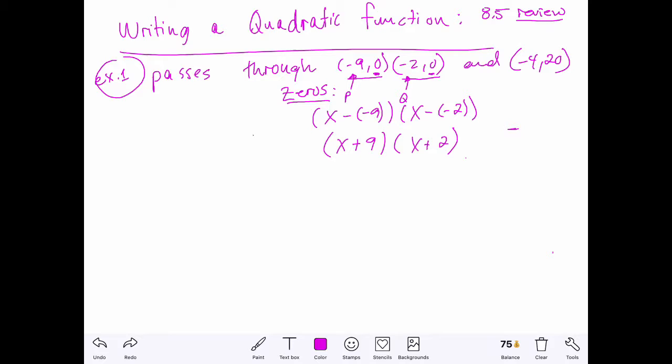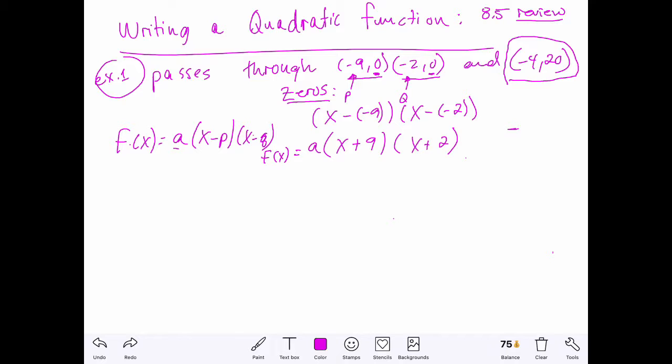Okay, so I essentially have now a function in intercept form, x minus p, x minus q. But I have to account for this a out front. And that's where this other value comes in. Now, if they don't give me another value, then I assume a equals 1. But they gave me another point, so I'm going to use that. So I'm going to rewrite this as f of x equals a times the factors x plus 9 and the factors x plus 2.